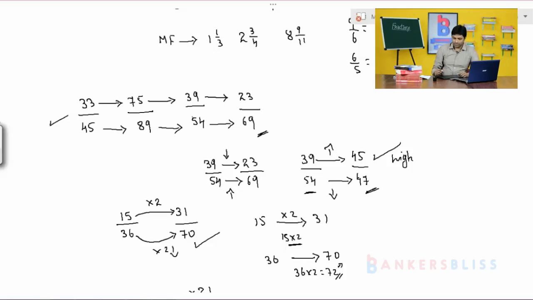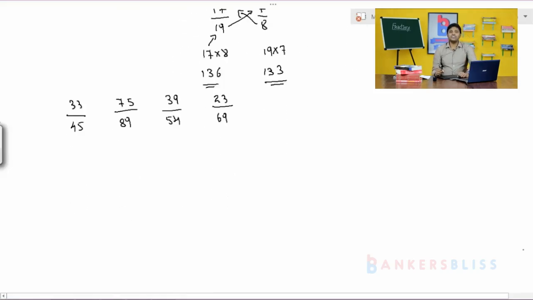Consider the above example we have taken: 33 by 45, 75 by 89, 39 by 54, 23 by 69. Now consider the same example. We have to identify which is the greater among these fractions. See here, go through the fractions. For the last fraction, the numerator is decreased and the denominator is increased. If this is the case, as I told, the resultant fraction value will be less. Therefore 23 by 69 is less, so this cannot be the highest one.